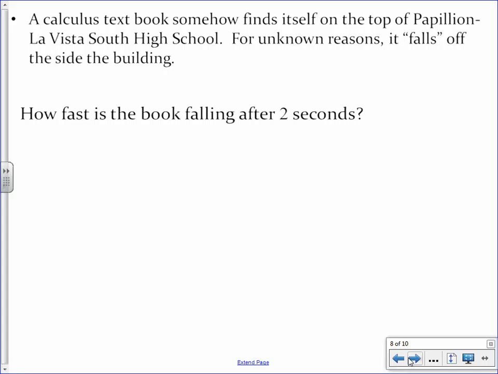All right. Another example, and this example will take us to the end. Okay. A calculus book somehow finds itself on top of Papillion Vista South High School. For unknown reasons, it falls off the side of the building. How fast is the book falling after 2 seconds? There should be multiple books being thrown off.